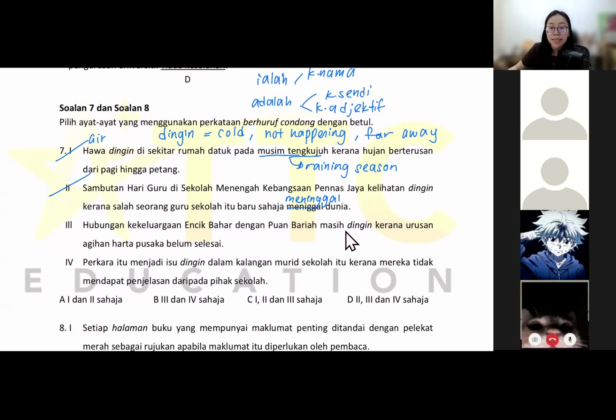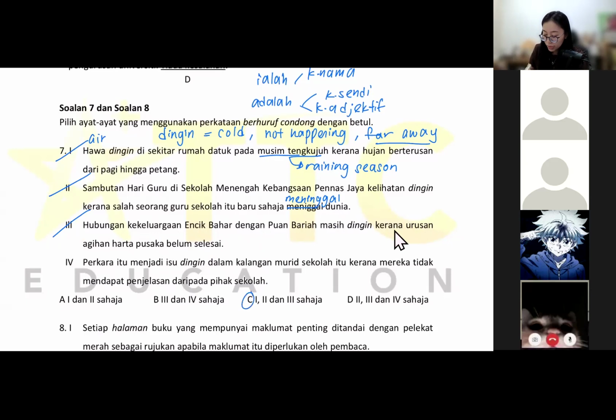Baria masih dingin. Kerana urusan agihan, which is they distribute the harta pusaka, which is the heritage, belum selesai, haven't done yet. Now, is this one correct or wrong? The relationship is like far away. This one is correct because the relationship has become distant. So the answer is correct. So the answer is 1, 2, 3.